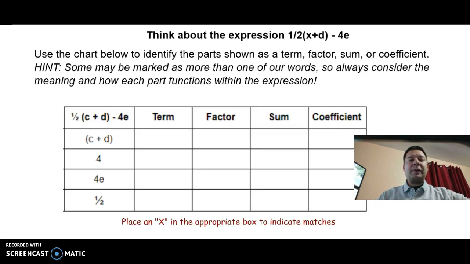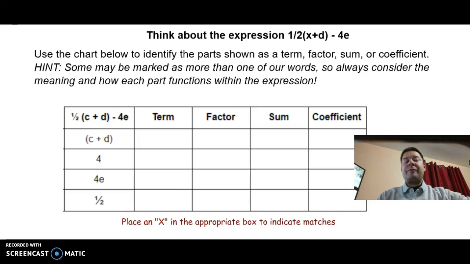So as you go through and you look at the expression 1/2 times x plus d minus 4e, think about which one of those things would be a term, which ones would be a factor, which would be a sum, which would be a coefficient. All right, and just as a little hint for you, just a little tip.